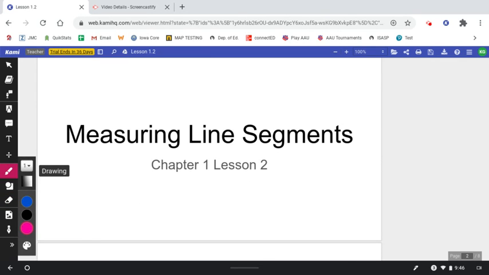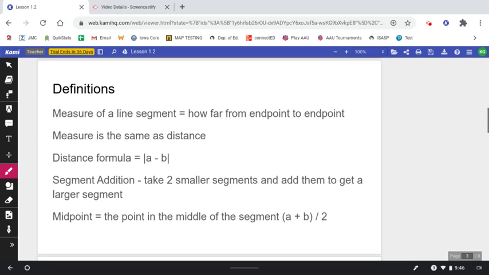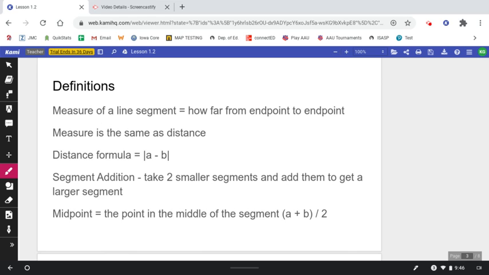Chapter 1, Lesson 2 is measuring line segments. Go ahead and pause here and take down these definitions in your notebook.